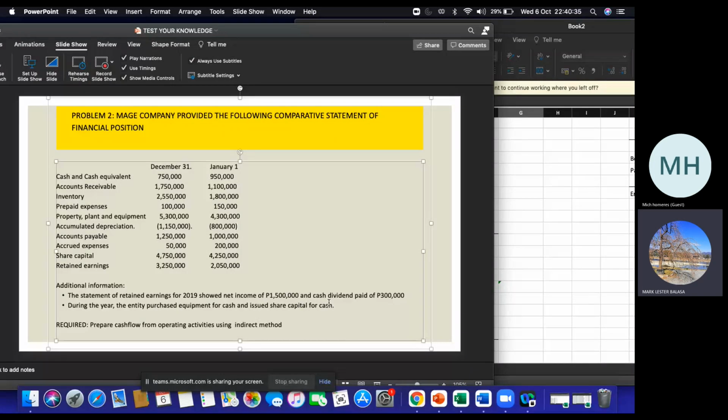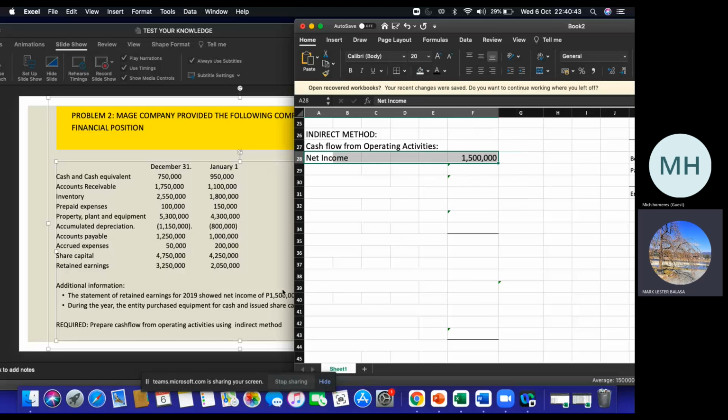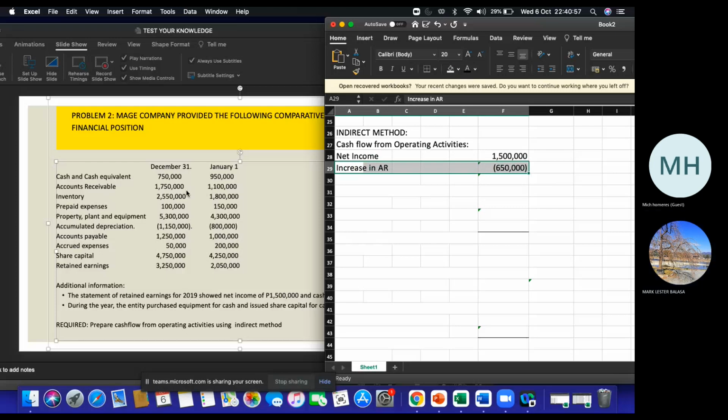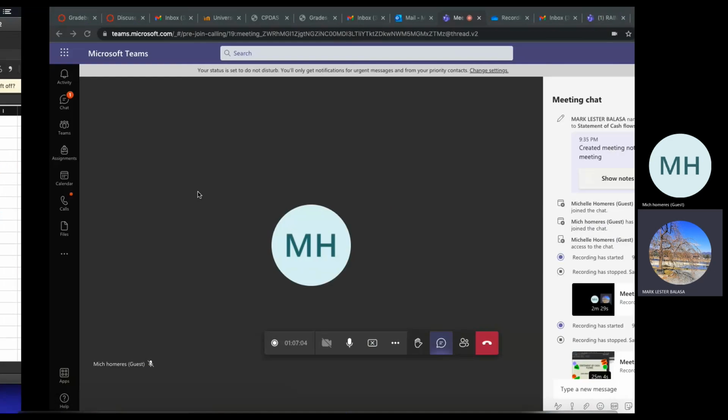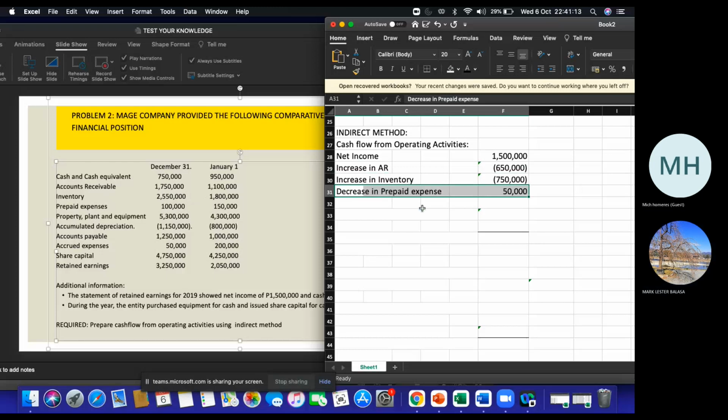So for the indirect method, of course, our starting point is your net income. Your net income, 1,500,000, which is given. And then you have the increases and decreases of accounts. You have an increase in AR amounting to 650. Then you have an increase in inventory also, 750. And then you have a prepaid expenses decrease of 50.